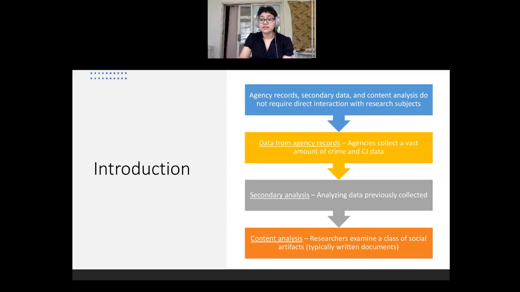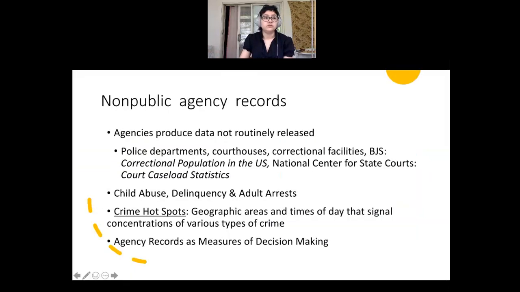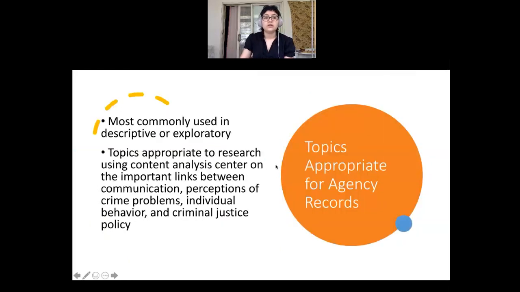And we're also going to talk about content analysis. That's when we are analyzing communication of different forms, and we'll get to that later in the lecture. So there are different types of agency records, and, whoa, let's go back here. Okay. And so there are some topics that are more appropriate for research than others.